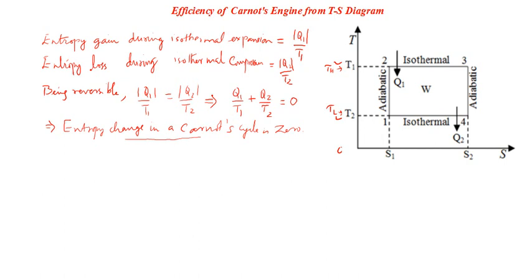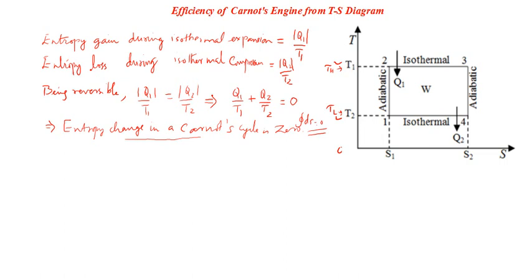Why should it be so? Because the Carnot cycle is a cyclic process, and moreover it's a reversible process, and we have seen that for a reversible cyclic process, the total entropy change, that is the closed integral of dS, should be equal to 0. So the entropy change in a Carnot cycle is 0, right? Now it means the entropy of the system will be remaining constant, that's all.